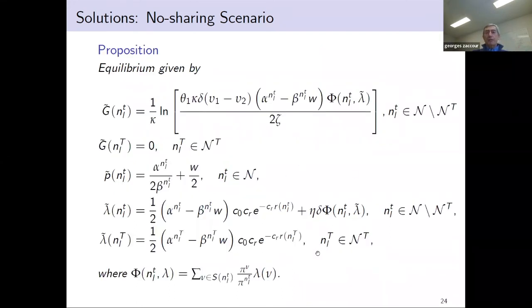So although the proposition is not nice to write, and we cannot solve completely, I mean, it's explicitly stated, but in order to have everything explicit, you need to solve back this system.